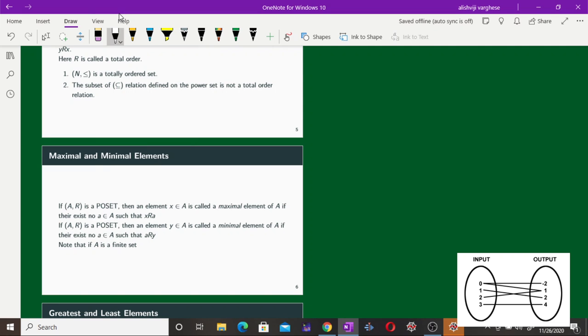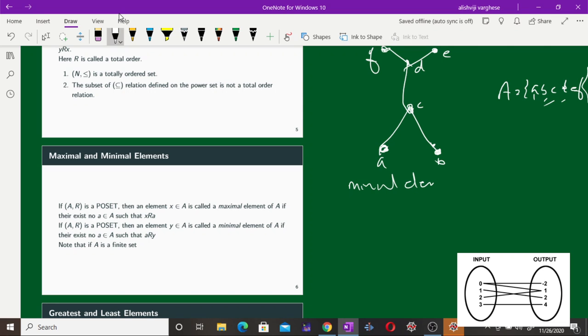So if you consider a particular Hasse diagram like this, here elements A, B, C, D, E, and F. Then F and E are maximal elements, and A and B are minimal elements, because there is no element in the set A equal to A, B, C, D, E, F which is related to A or B. So minimal elements are A and B, and the maximal elements are F and E, or E and F, because there is no element which is on top of F and E. So that's the concept of minimal elements and maximal elements.